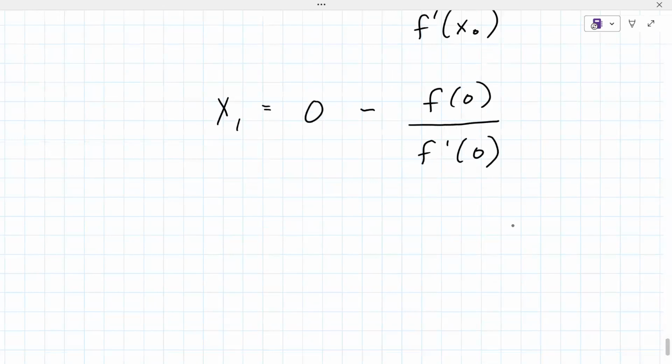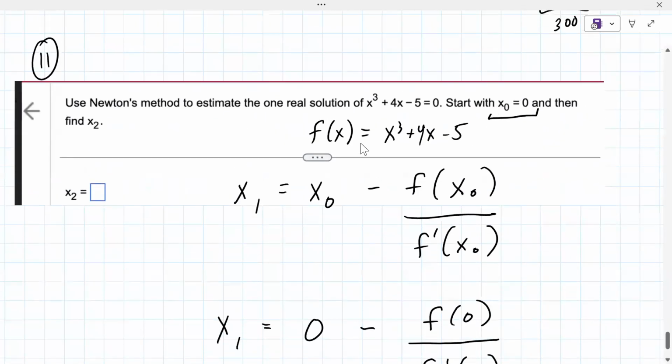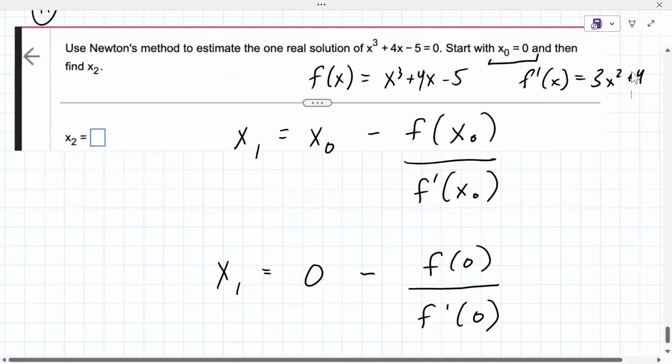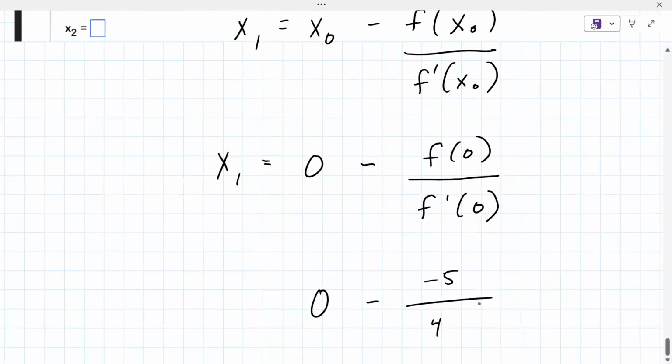And then you need the derivative. So what is the derivative of this function? 3x squared plus 4. So now you've got to put 0 in for that. What does that become? 4. So this becomes 5 over 4. Okay, that's great, but we don't want it.